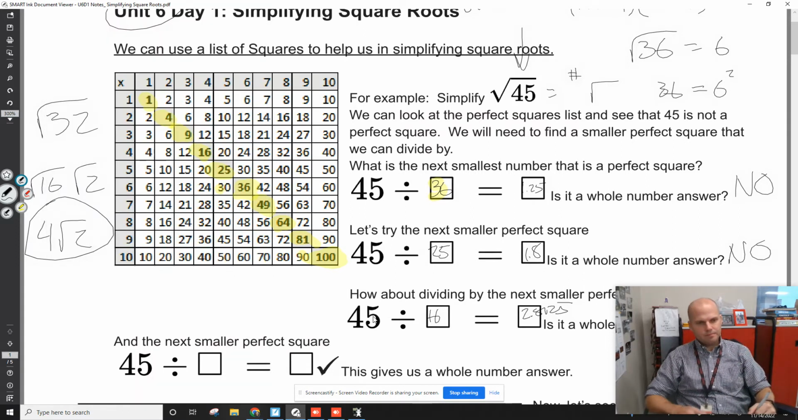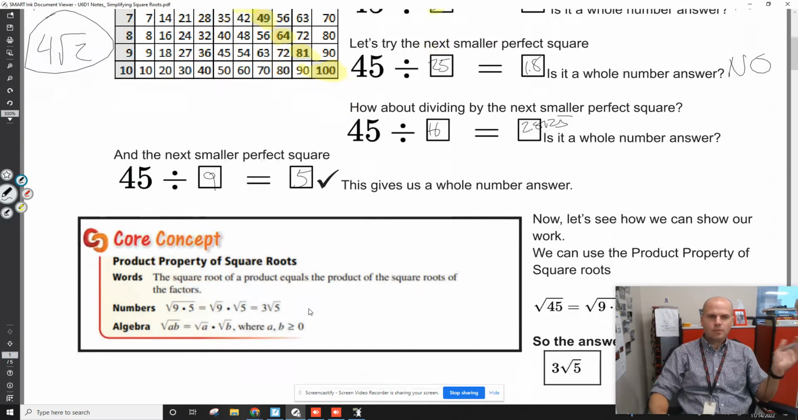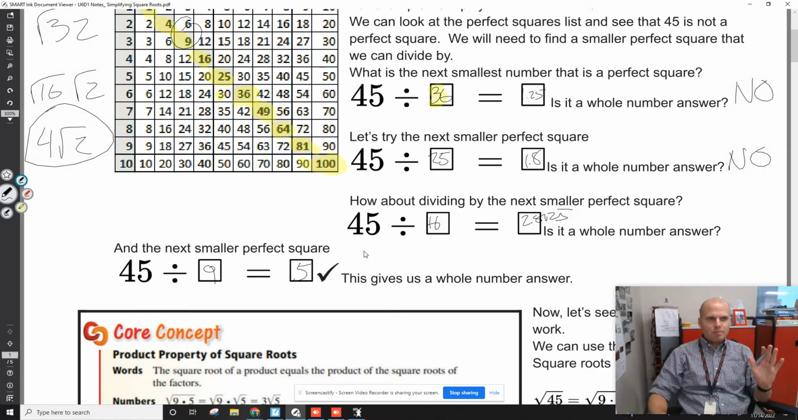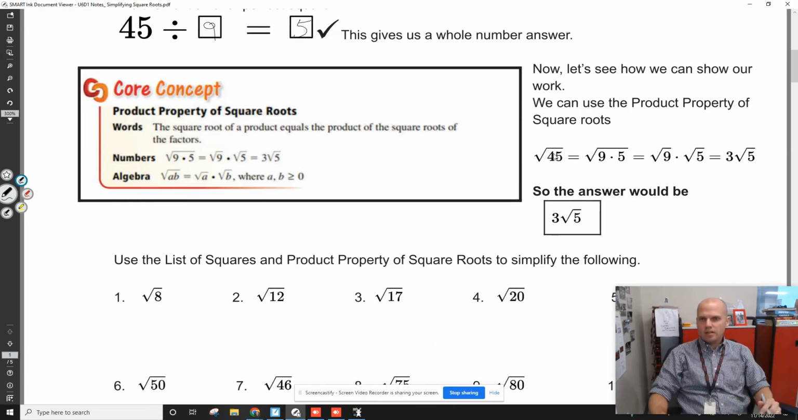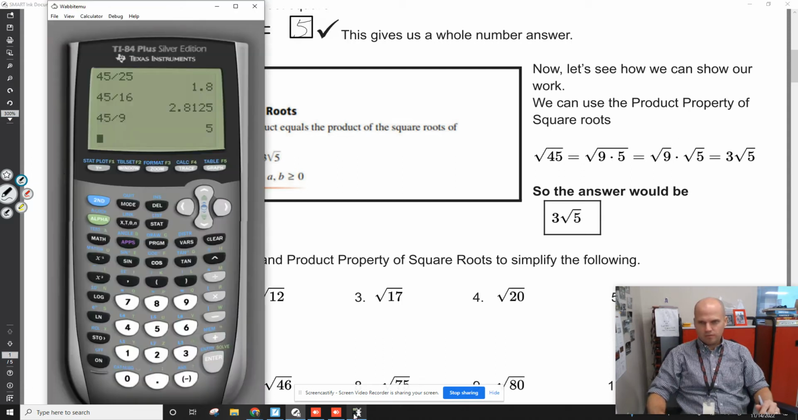And then we try 9. 9, finally, is a perfect square that fits nicely into 45. Why do we want to do that? Because we can write the square root of 45 as the square root of 9 times the square root of 5. Watch, the square root of 45 turns out to be this decimal. We know it's between 6 and 7, but it's 6.708. If I write the square root of 9 times the square root of 5, I get 6.708.